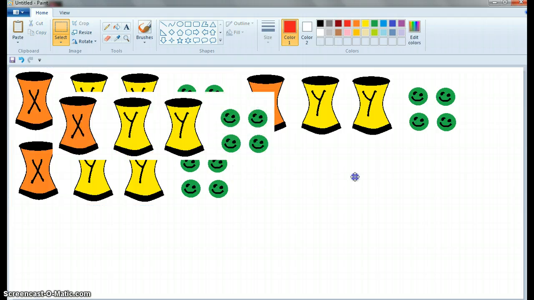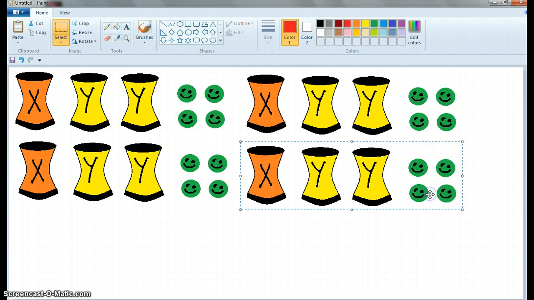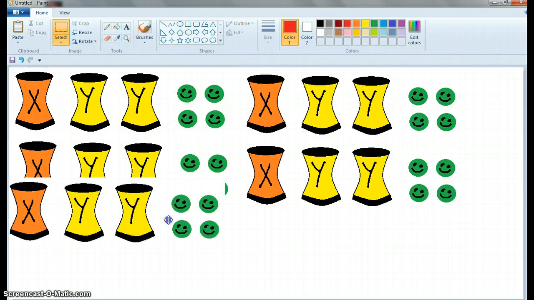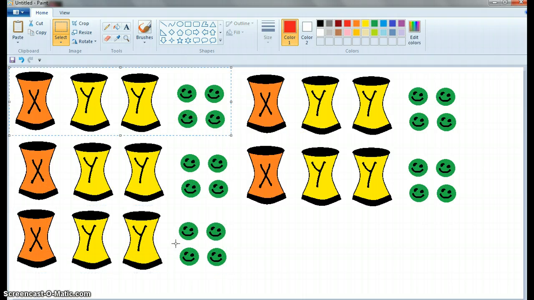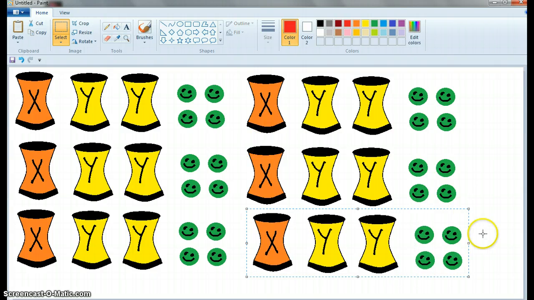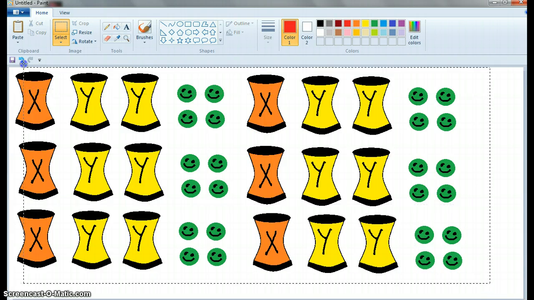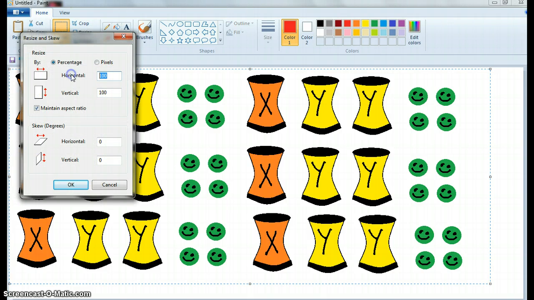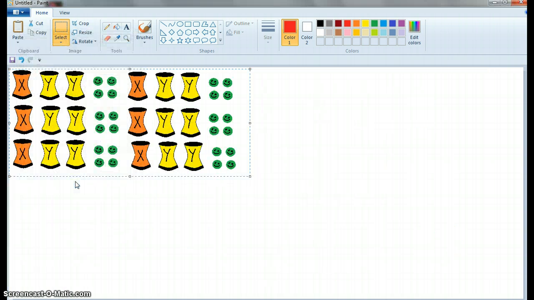Okay, and oops, another one. Another one. And another one. So I just want to grab all of that and make a bit more room. So I'm going to resize and do that at 50% so I can actually have a bit of space. Okay, so what has this one got?